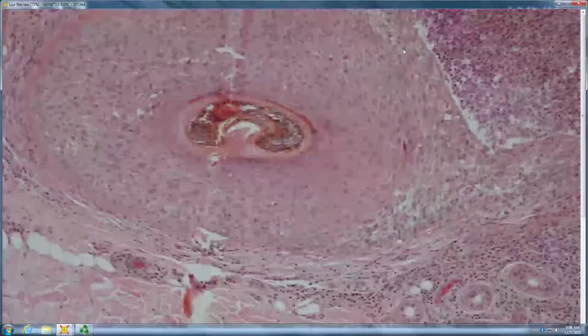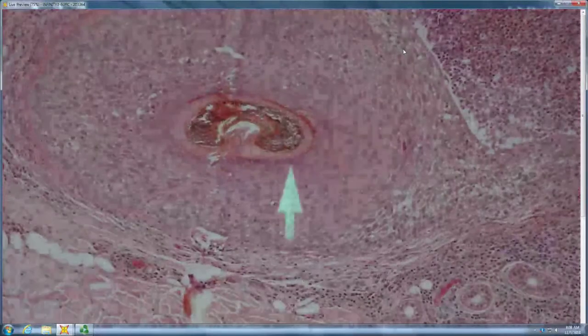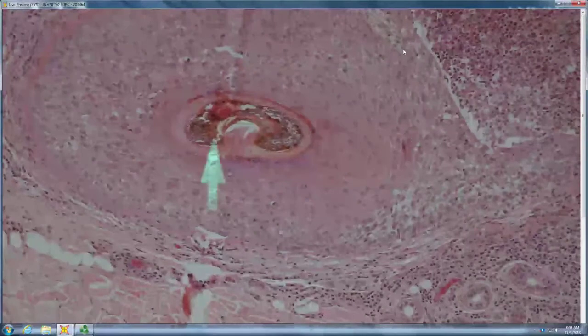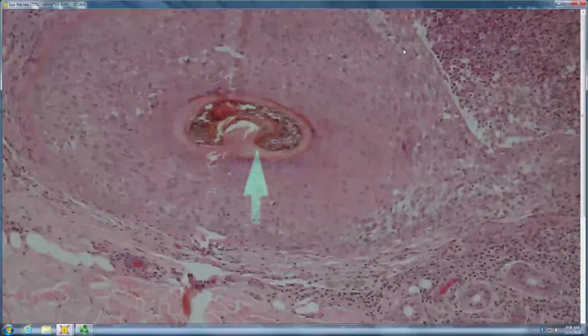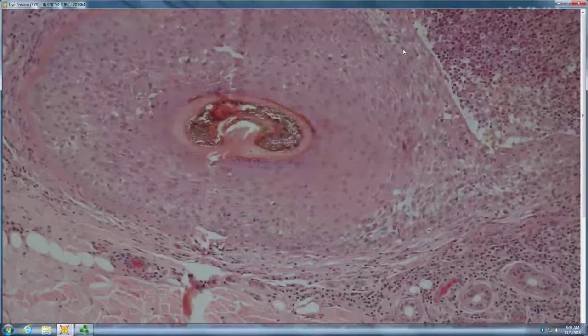Is that fungus within the hair? Sure is. Right. So suppurative folliculitis, suppurative and granulomatous, among other things, you look for what's in the hair shaft, right? So that's tinea.